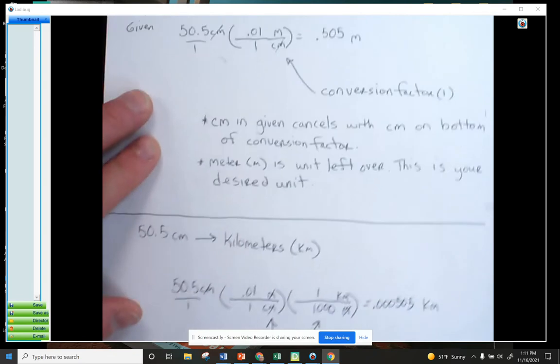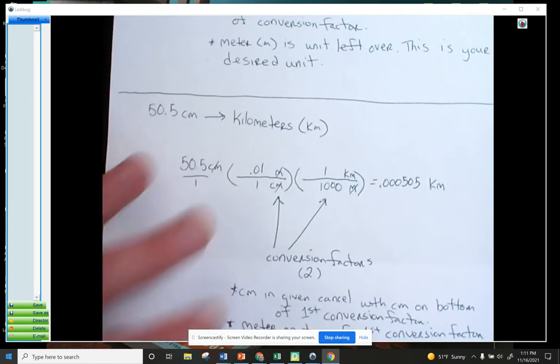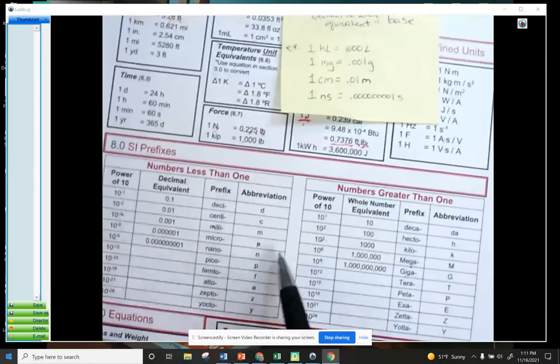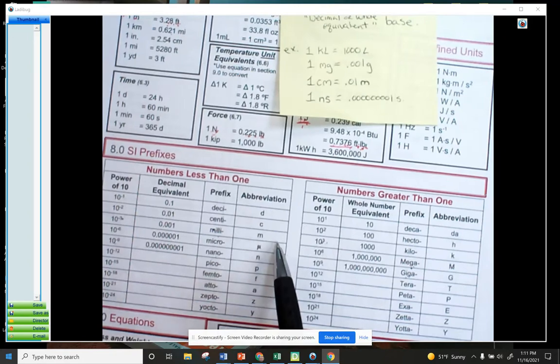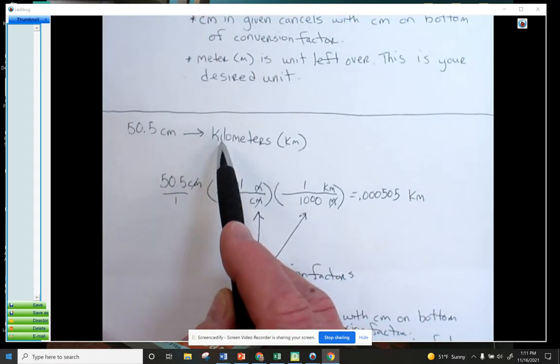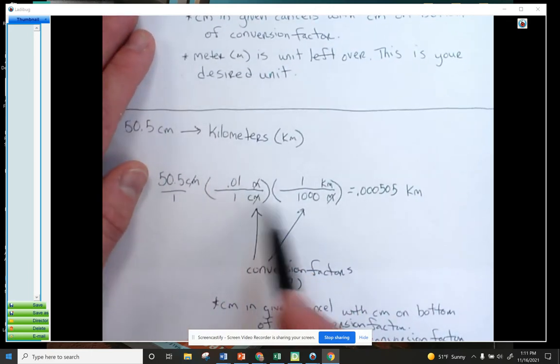Next problem right here is when you are going from a prefix base to a prefix base. You have to remember this chart right here is to go to and from base units. When you're going from a prefix like centi to another prefix kilo, in this case meters, you need two conversion factors.